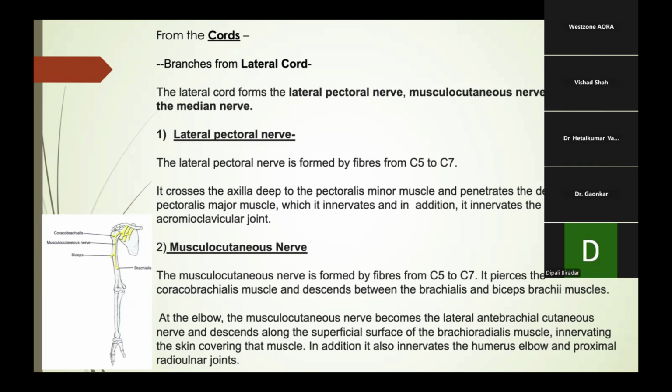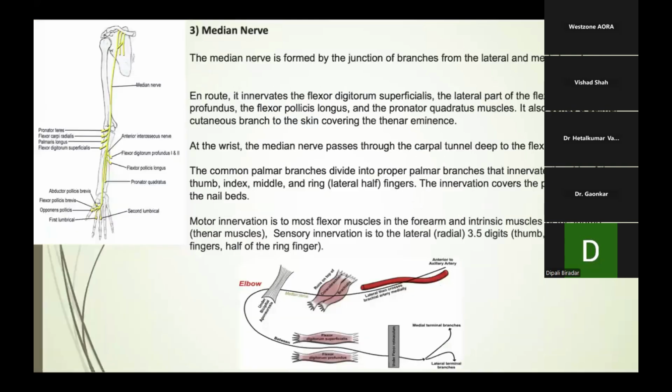The second one is the musculocutaneous nerve. It is formed by the fibers from C5 to C7 and it pierces the coracobrachialis muscle and descends between the brachialis and the biceps brachii muscles. At the elbow, the musculocutaneous nerve becomes the lateral antebrachial cutaneous nerve and descends along the superficial surface of the brachioradialis muscle, innervating the skin covering the muscle. In addition, it also innervates the humerus, elbow, and the proximal radio-ulnar joint.